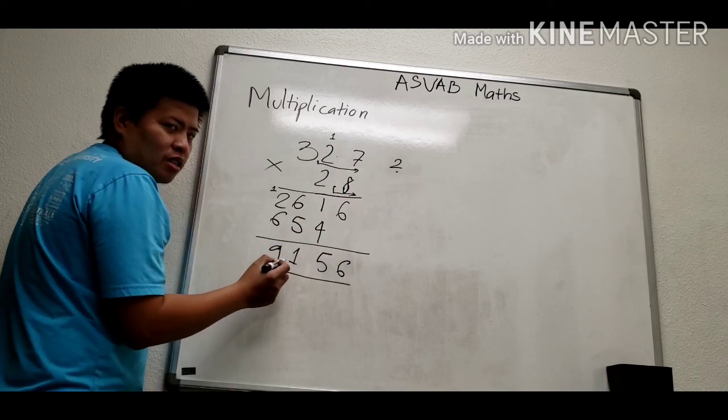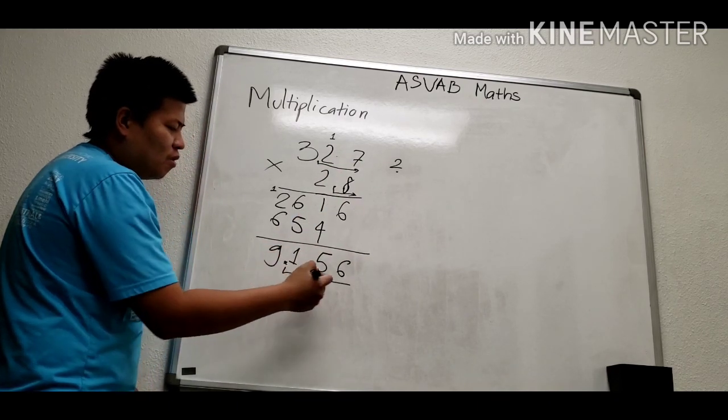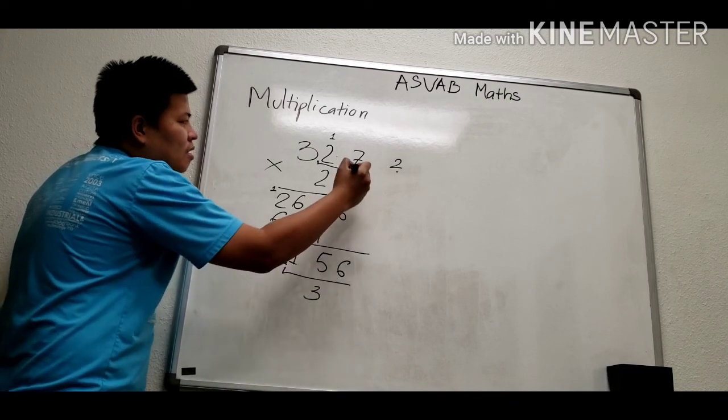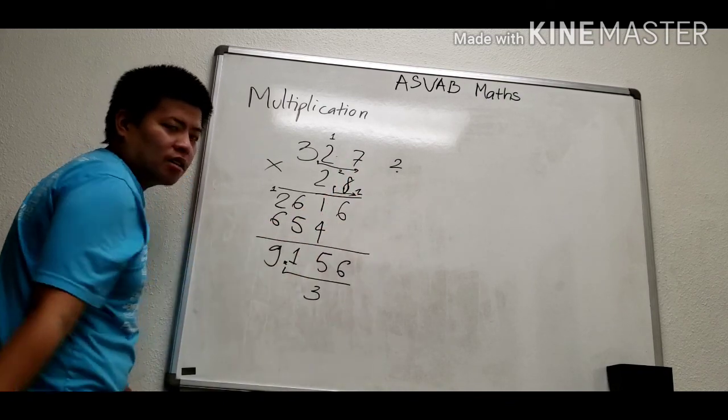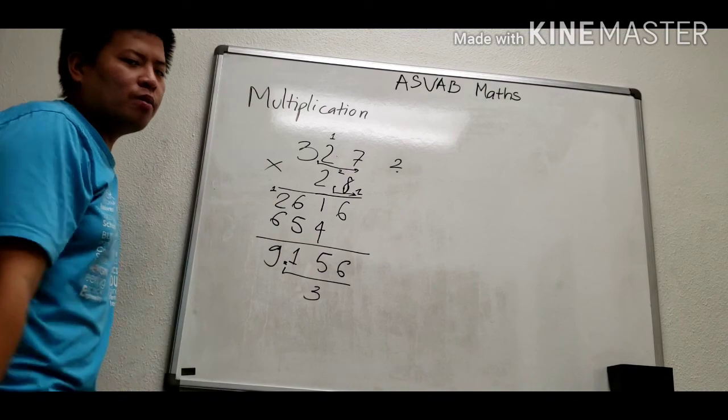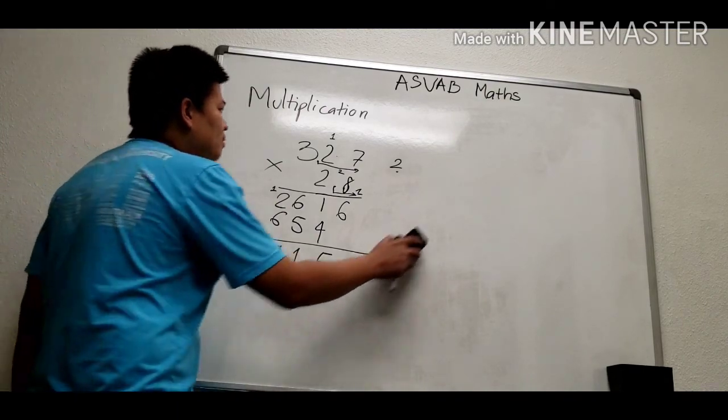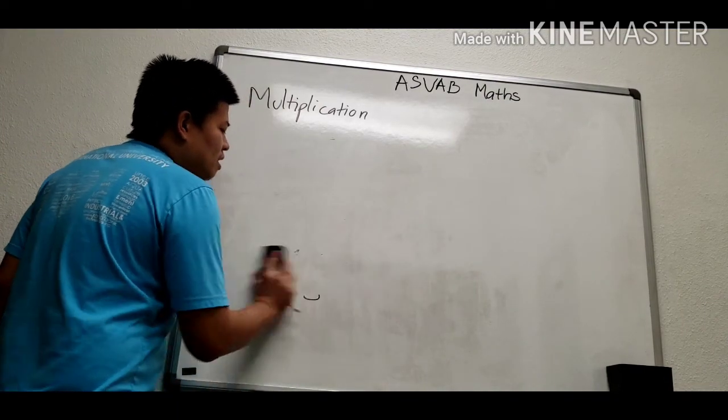So we move the decimal point in this area, so we can count 3 digits, 3, 2 and 1. That's how we do multiplication of decimal numbers. The next one, let's see about division.